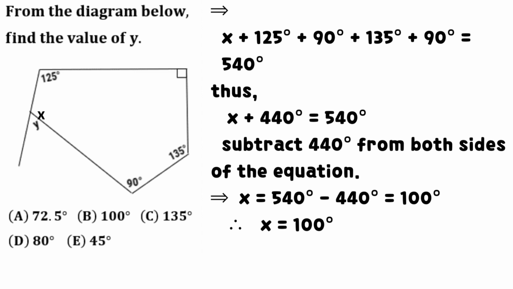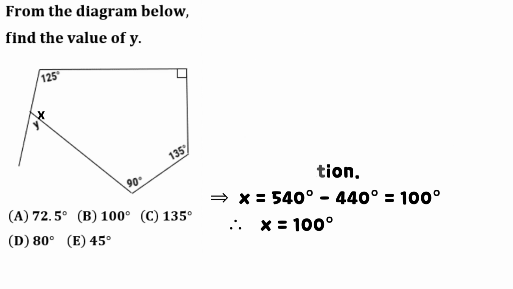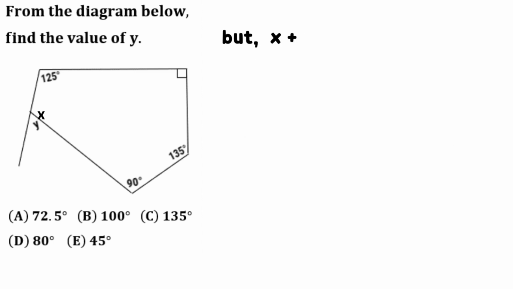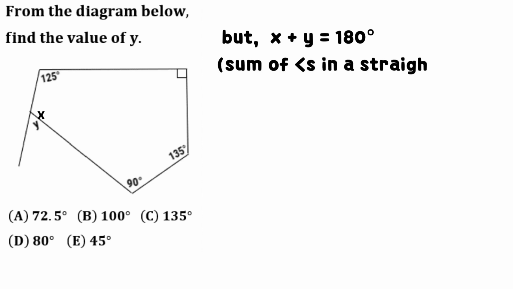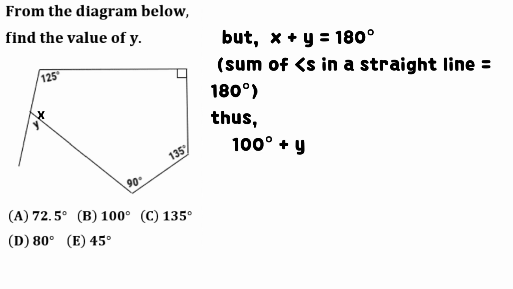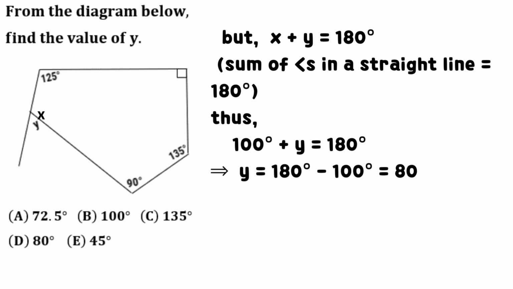We have that x equals 540 degrees minus 440 degrees, which equals 100 degrees. Therefore x equals 100 degrees. But the sum of x and y equals 180 degrees. It is because the sum of angles in a straight line equals 180 degrees.